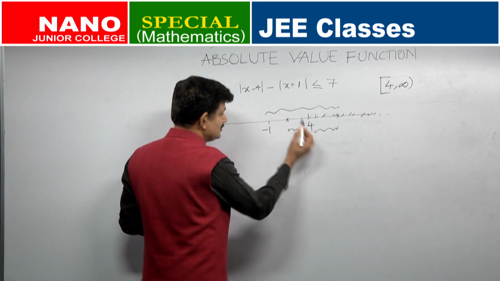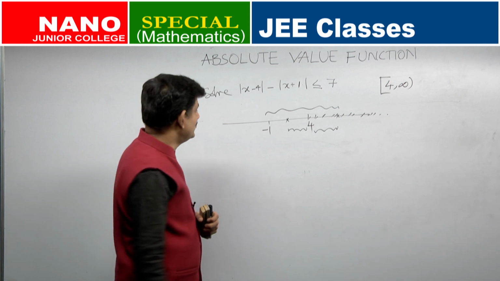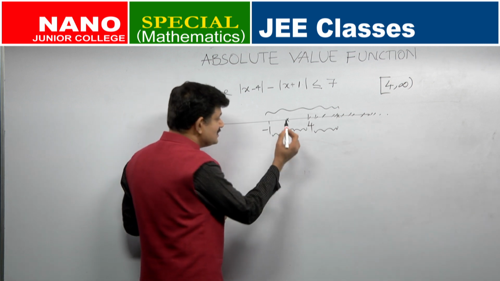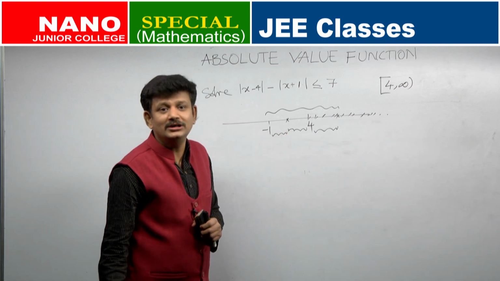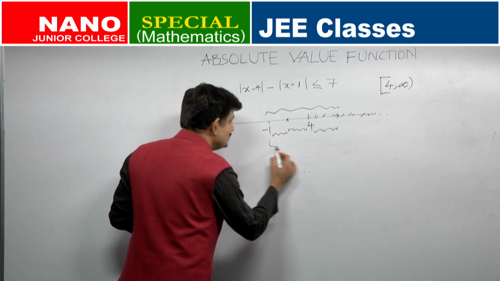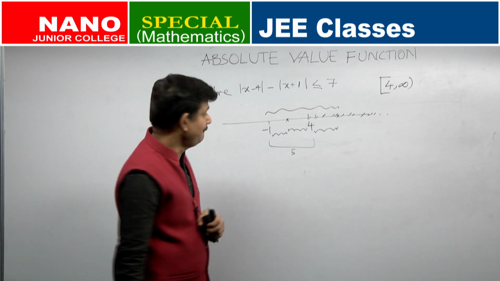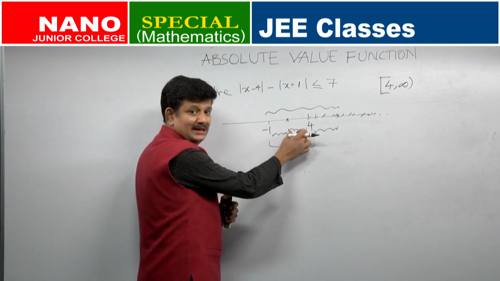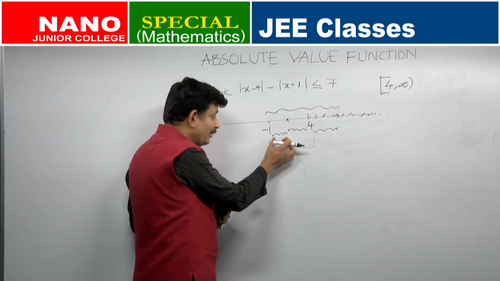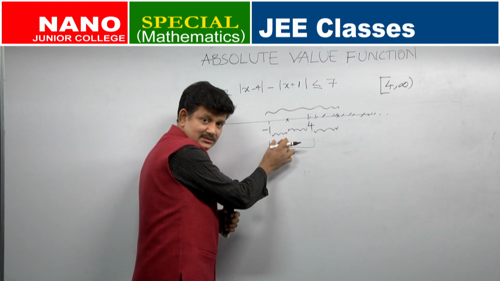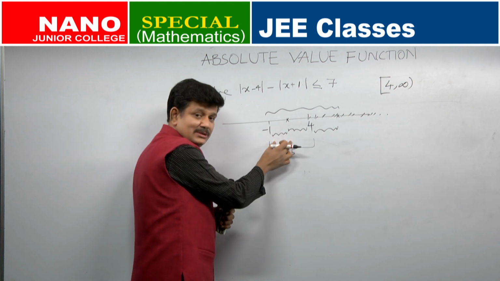This distance |x − 4| minus this distance, what can you conclude about it? Look at this distance, how much is it? Distance between 4 and −1 is 5, right? This distance, how much will it be? Less than 5. From that you are removing something else. So, what will the effective answer be?